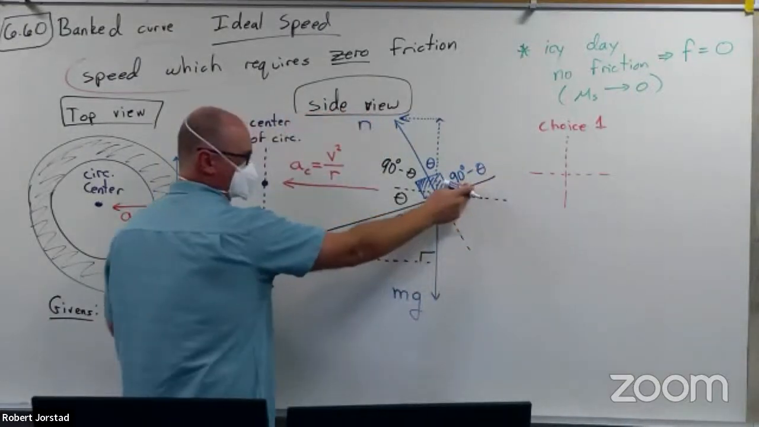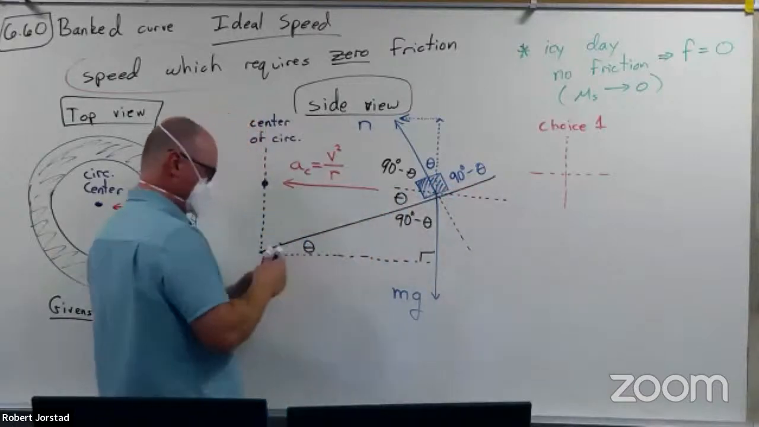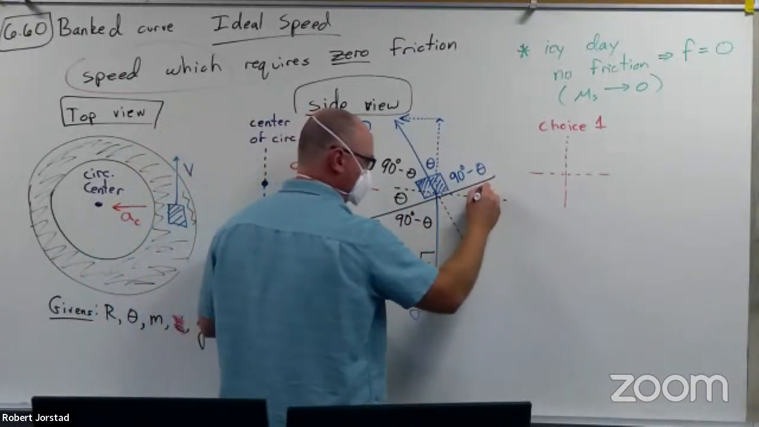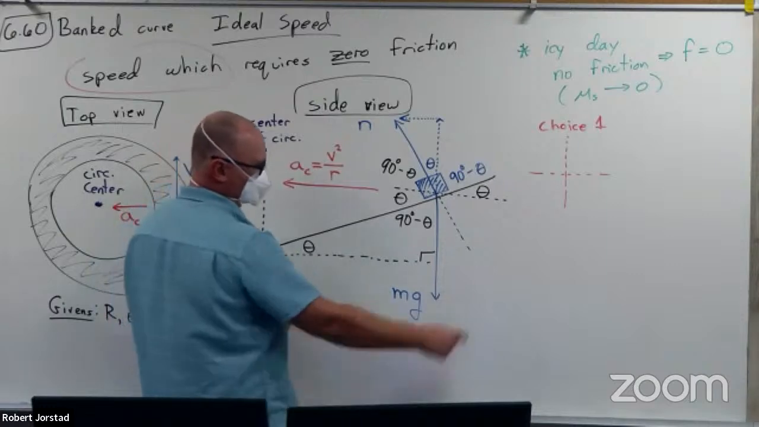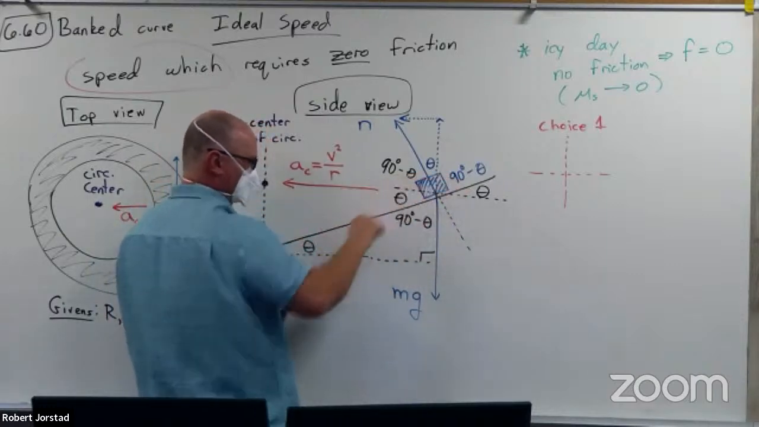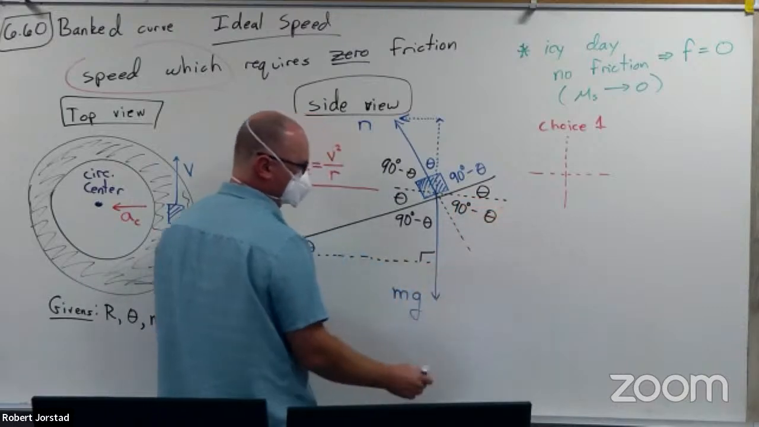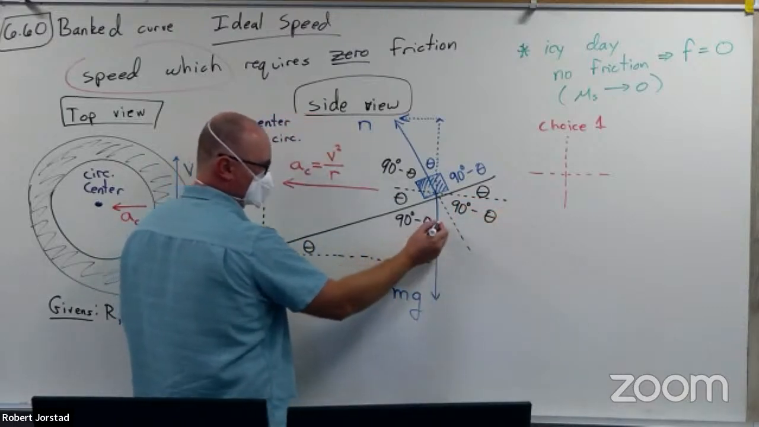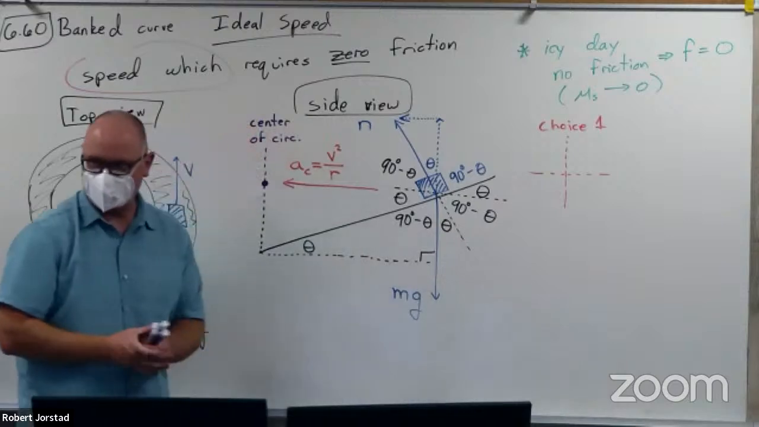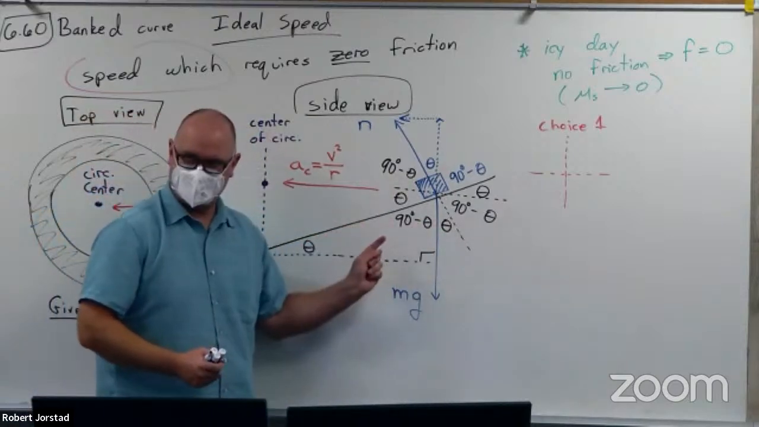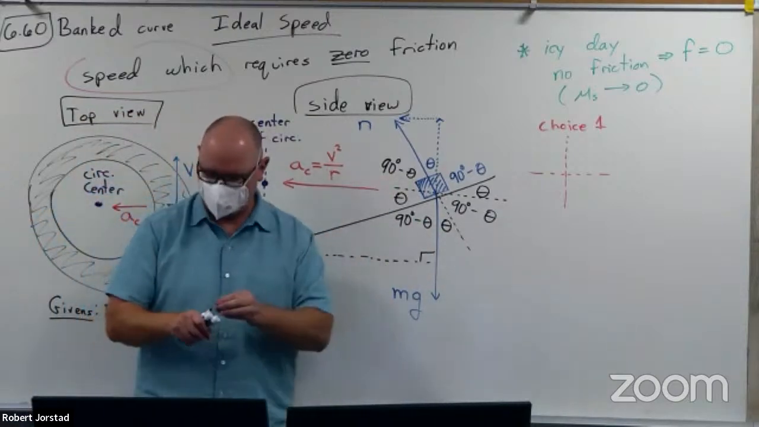What's this angle? Directly opposite of theta. Theta by an alternate vertex, whatever. What's left for this one? Opposite of 90 minus theta. So finally, what's this one? Do you see the pattern? Every other angle is theta. Every other angle is 90 minus theta.